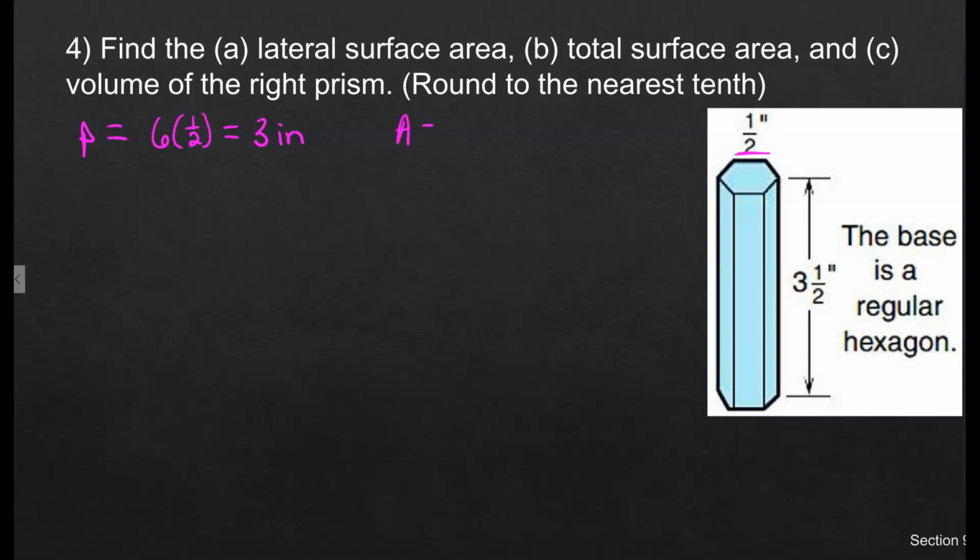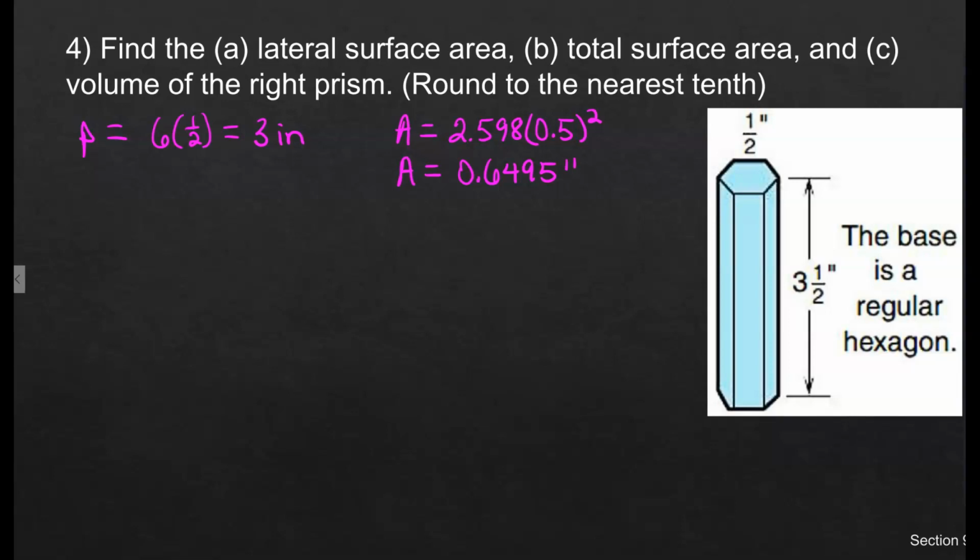And then the area of the base, you're going to use that formula for area of a hexagon, 2.598 times a side squared. So my side length is 1/2. I'm just going to put in 0.5. And so area of our base is going to be 0.6495 inches squared.